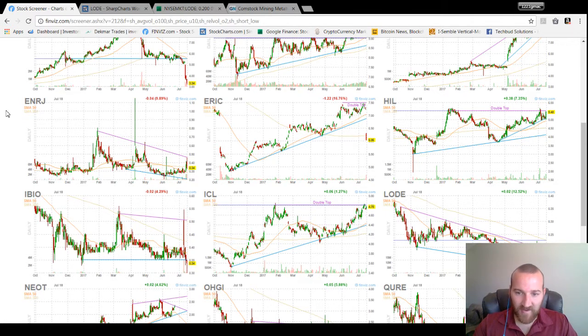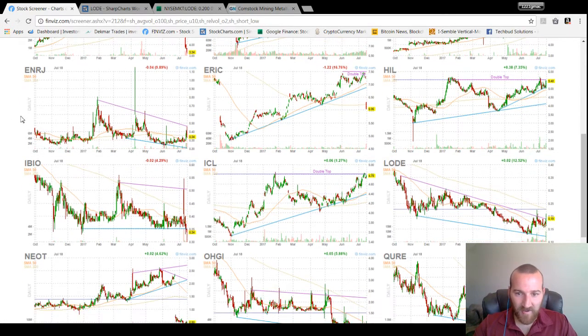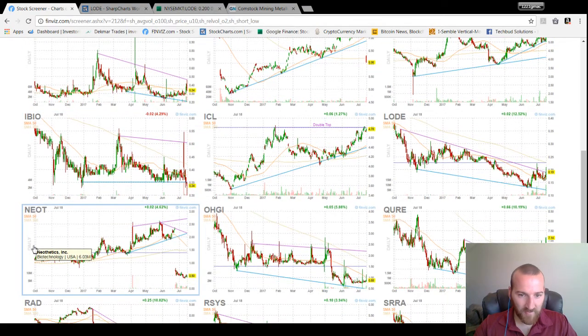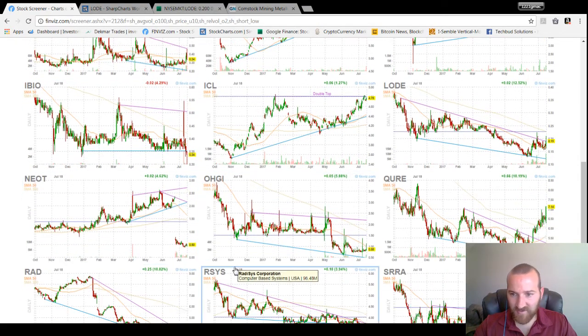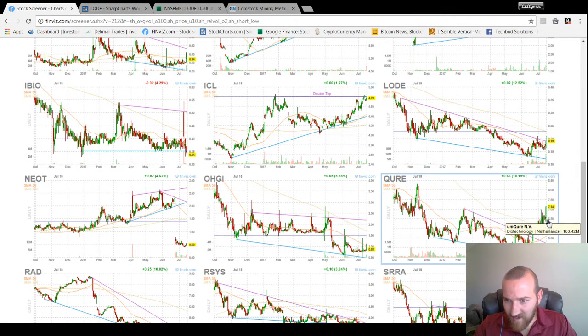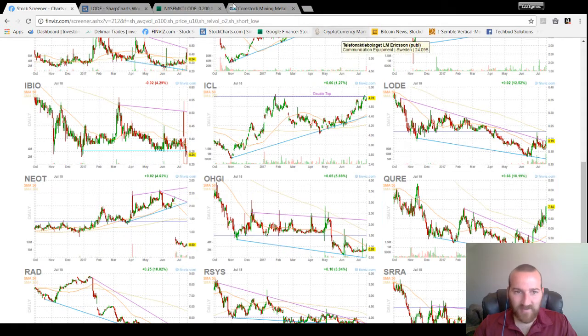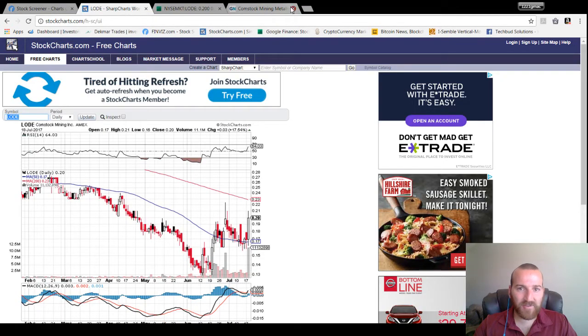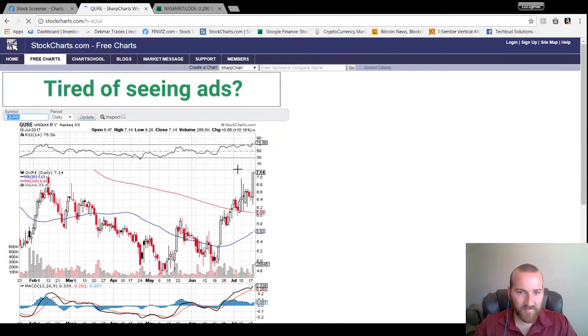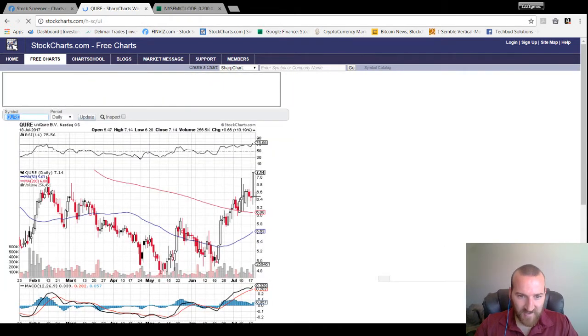And let's do another one. I'm not interested in this big drop, red candle. I'm looking for more of a green candle, uptrend. Okay, QURE looks like it has a big candle right here. So let's look at it on the chart. QURE. And yep, here's a nice big candle.